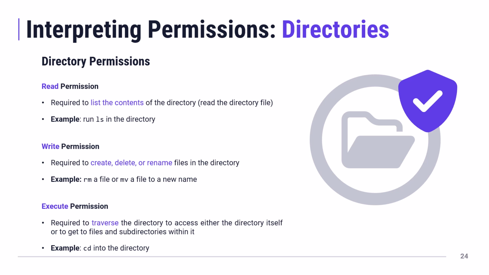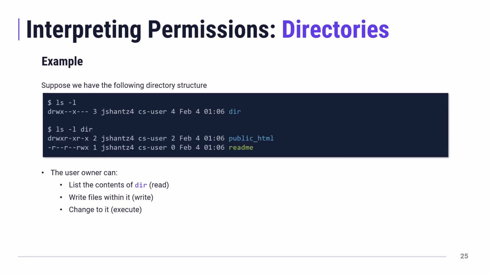Execute is a little bit different. It's not hard to understand, but it's just different. Execute is required to traverse the directory, to get into the directory. In order to get access to one of its files or its subdirectories, I need to have execute permission on that directory. So if I want to cd into a directory, I have to have execute permission on it. Just to solidify things here, here's an example: we've got this directory structure. We have this directory dir. We have read, write, execute for the user.